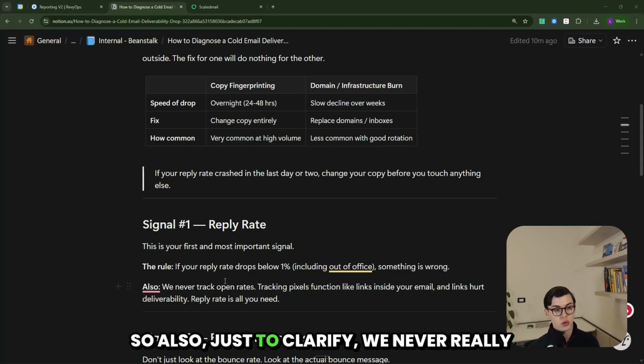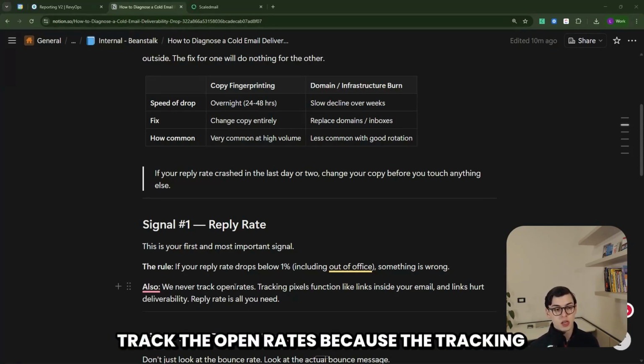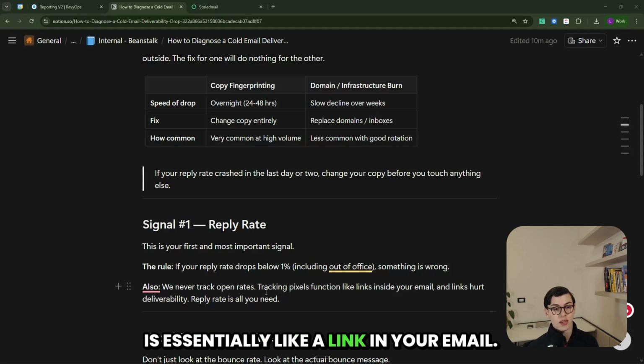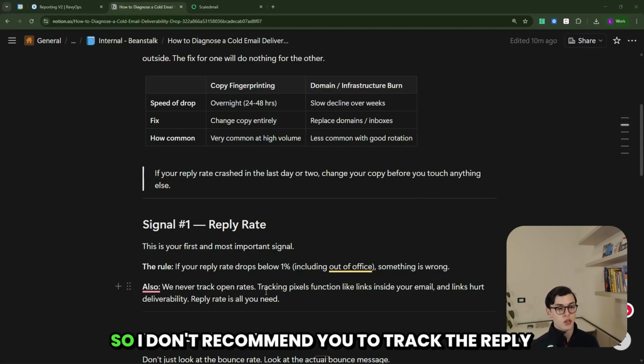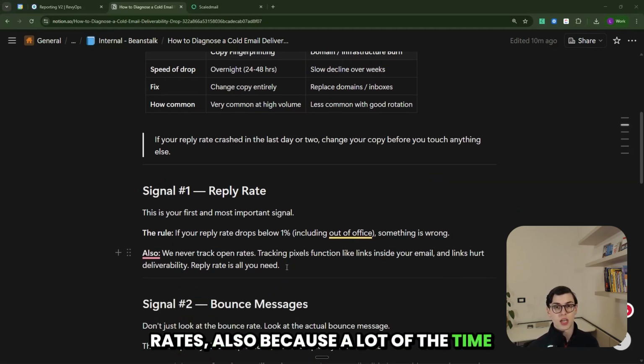Also, just to clarify, we never really track the open rates, because the tracking is essentially like a link in your email, so it does hurt deliverability. Just keep things simple. I don't recommend you track the open rates, also because a lot of the time they're very inaccurate.